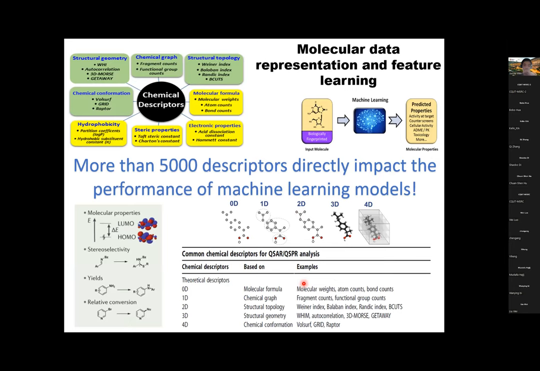So with these three major advancements, what we see from the chemical descriptors project is that they actually built quite a huge number of chemical descriptors. These chemical descriptors are used to represent molecules for feature learning. So this brings us into the whole area of molecular representation and featurization again.